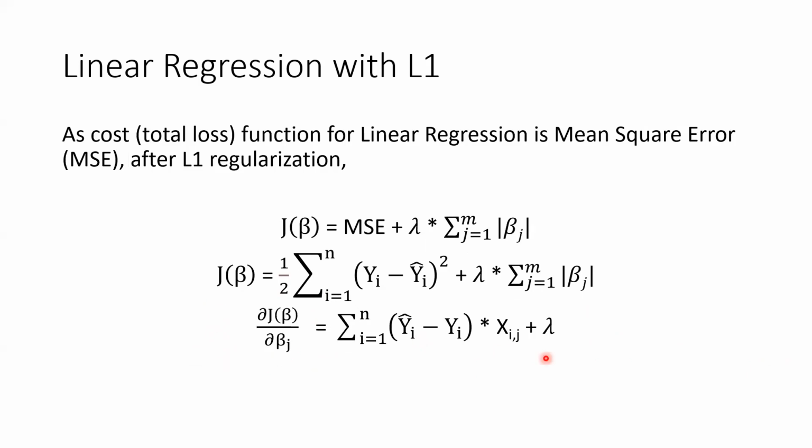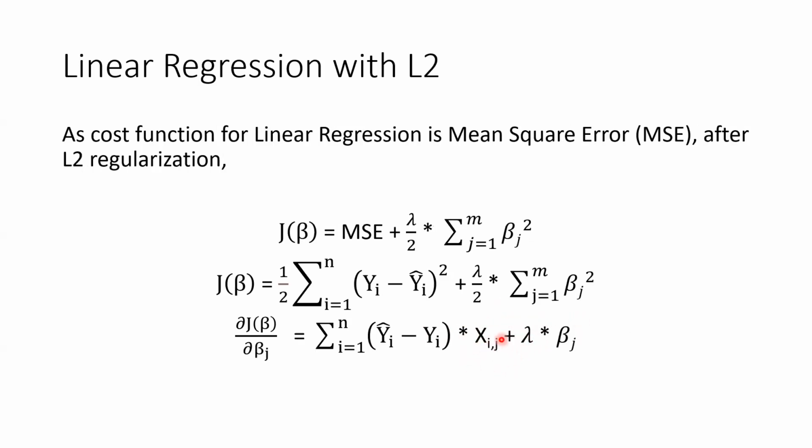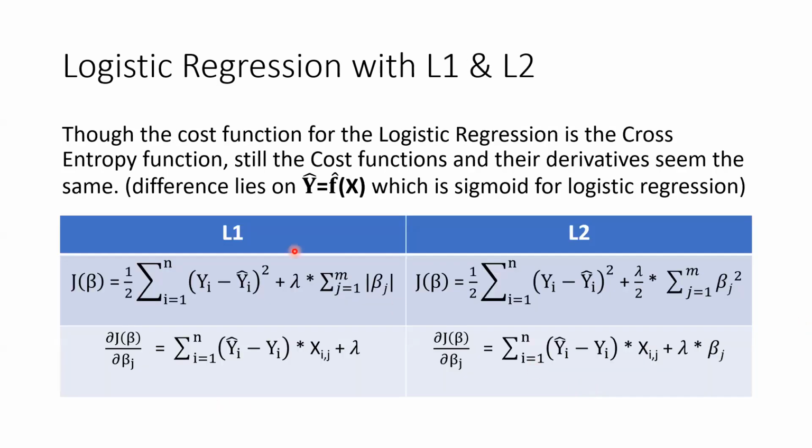So now you understand. In the earlier case, you have only yi minus y hat to the power 2, and the 2 has gone. Instead, xij is multiplied, and the lambda parameter is added. In the L2 regularization, the same thing happens, and instead, lambda times beta j is added to this derivative value, right? These are the L1 and L2 regularization values that you can get for logistic regression, right?